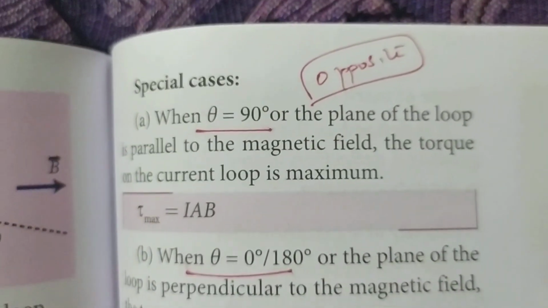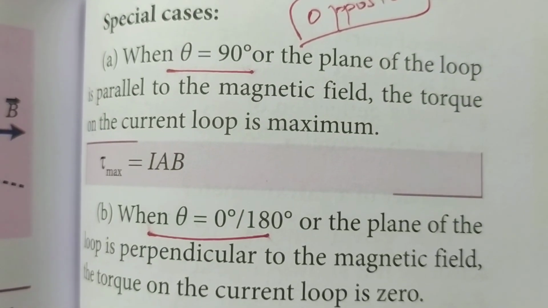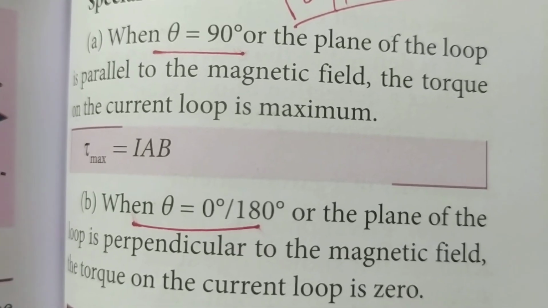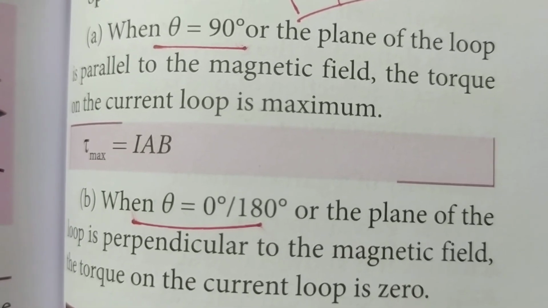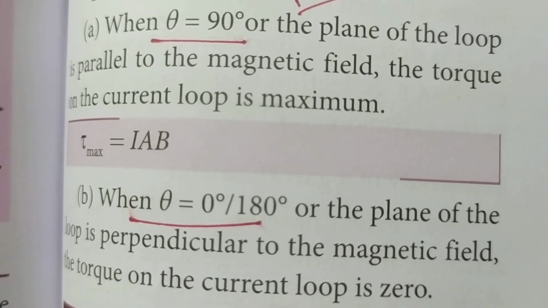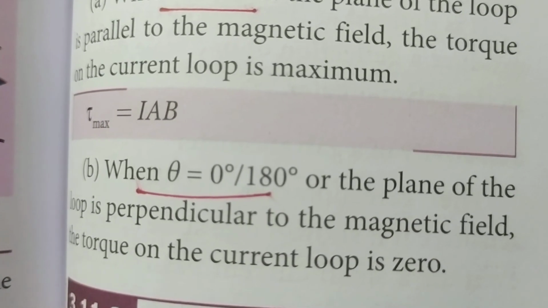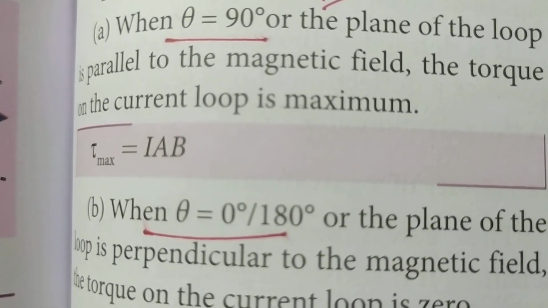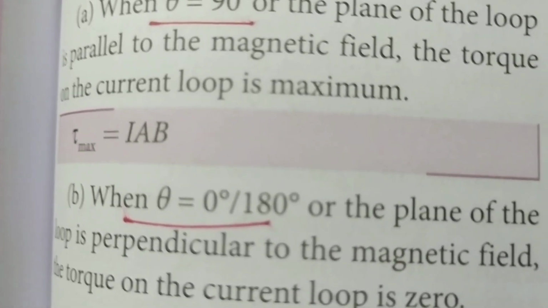And here there are some special cases. In the first case, when theta is equal to 90 degree, that means the plane of the loop is parallel to the magnetic field, because you know theta is the angle with the normal to the plane of the coil. So it works the opposite way, that is when theta is equal to 90 degree, the plane of the loop is parallel. So the torque becomes maximum, because when you see tau is equal to NIAB sin theta, theta will become 90 degree. So tau maximum is equal to NIAB.